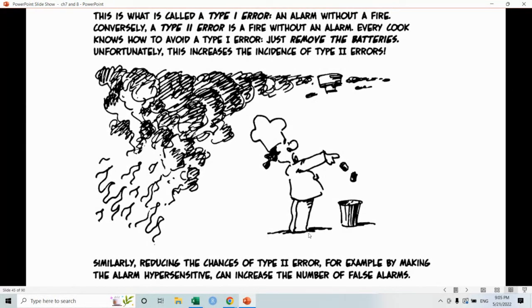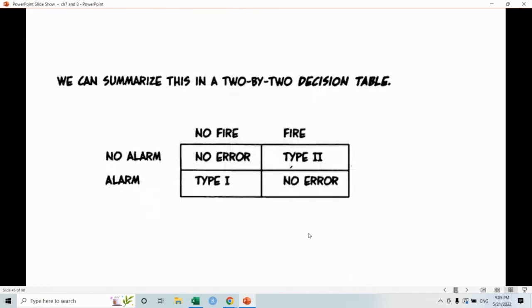Every cook knows how to avoid a type 1 error. Just remove the batteries. Unfortunately, this increases the incidence of a type 2 error. Similarly, reducing the chances of type 2 error, for example, by making the alarm hypersensitive, can increase the number of false alarms. So we can summarize this in a 2x2 decision table.